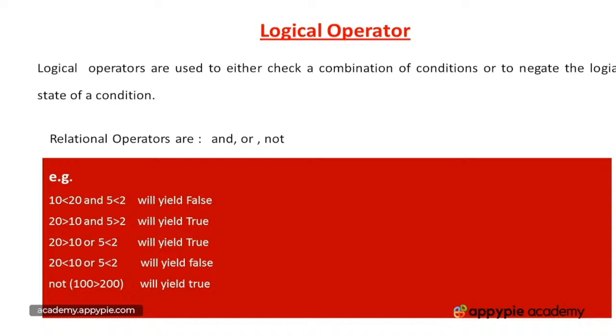Now 100 is greater than 200, this condition is false, but because we have prefixed it with the logical operator not, which is also called the negation operator, the result that will be produced is true.